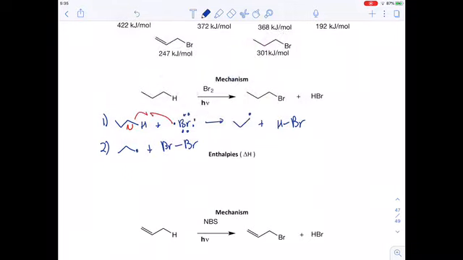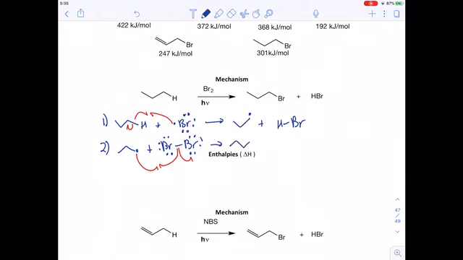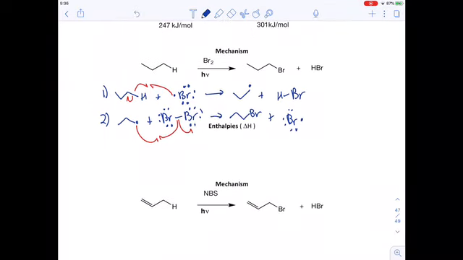the second step of propagation is going to be the radical on your alkane reacting with Br2. So the radical is going to make a bond with one of the electrons here, and then one of the other electrons is going to jump to the other Br. So in this case, you're forming a CBr bond and breaking a Br2 bond. And the product is going to look like this.